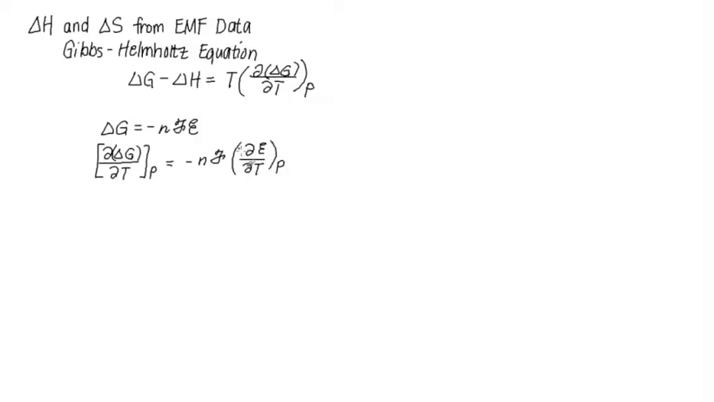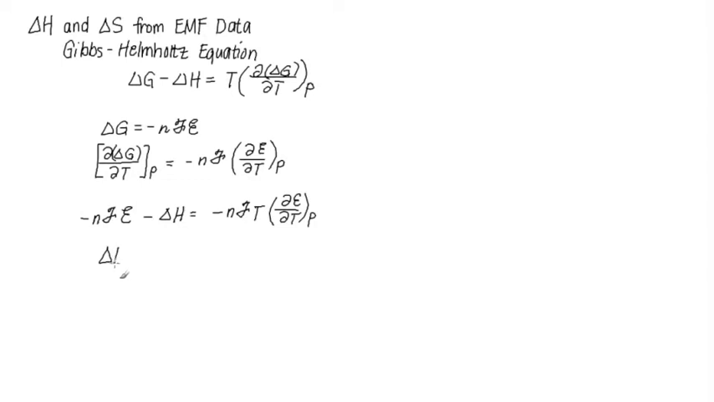So if we substitute this one and this one into our first equation, the Gibbs-Helmholtz equation, we get negative NFE minus delta H equals negative NFT times the differential of EMF with respect to temperature at constant pressure.